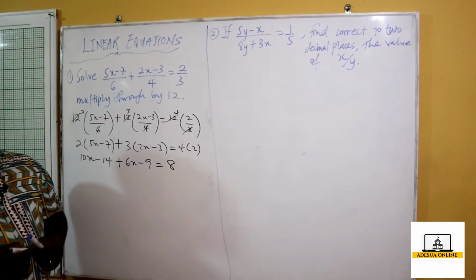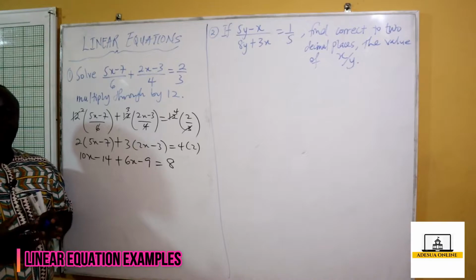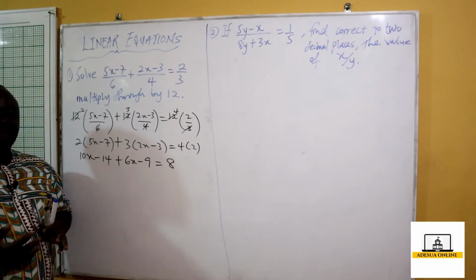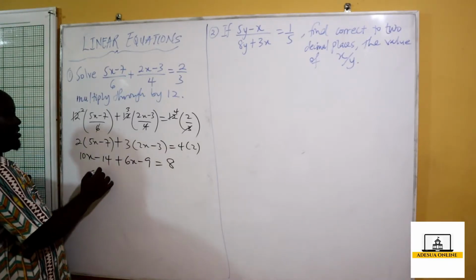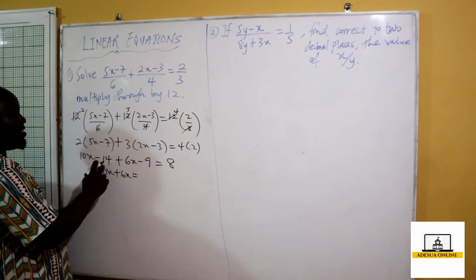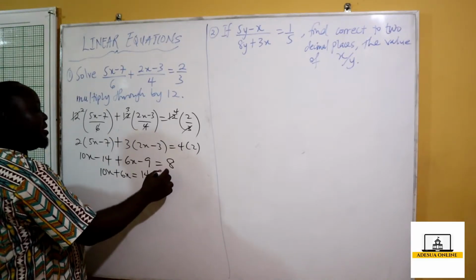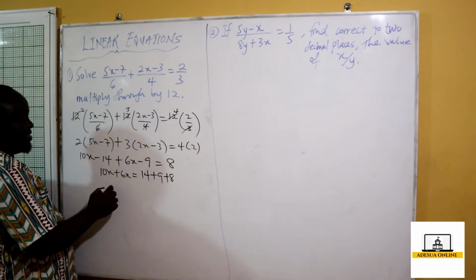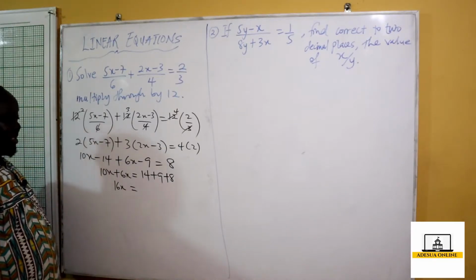Over here, we are going to group like terms. Grouping like terms means all the variables will be on one side with their coefficients, and the constant terms without any variable, we take to the other side of the equation. So we shall have 10x plus 6x equal to the constants: 14 moves to the right, plus 9, plus the 8 that is already positive. So 10x plus 6x is 16x, which equals 14 plus 9 plus 8.